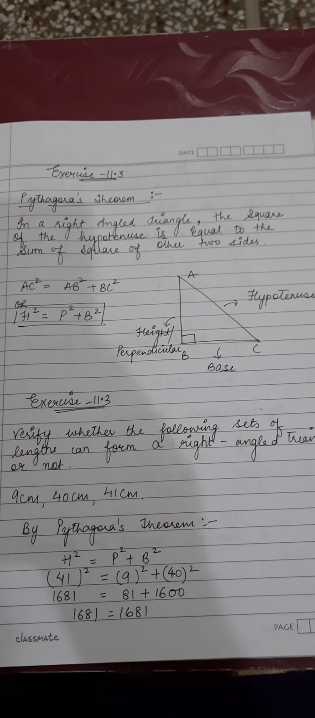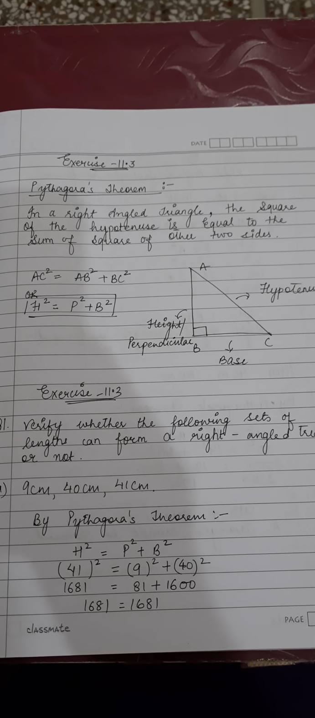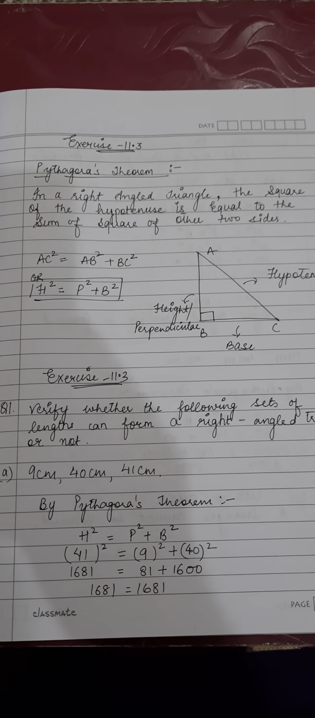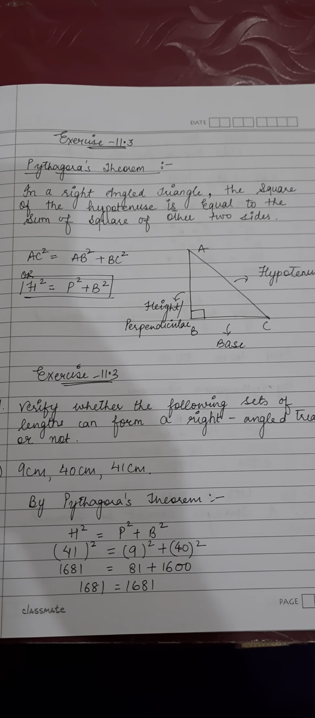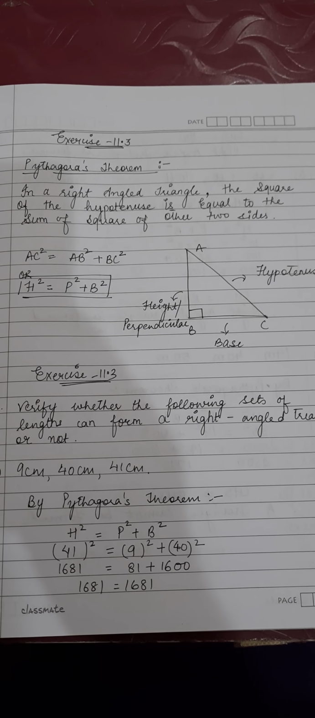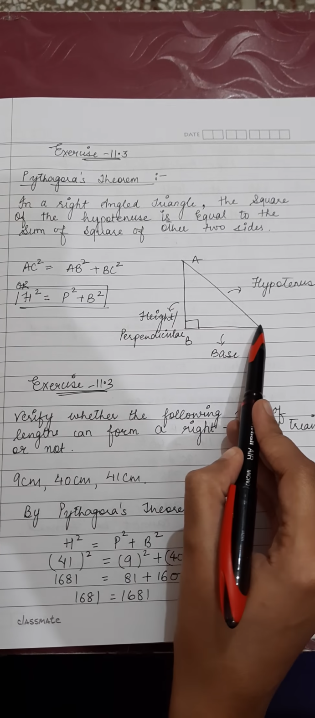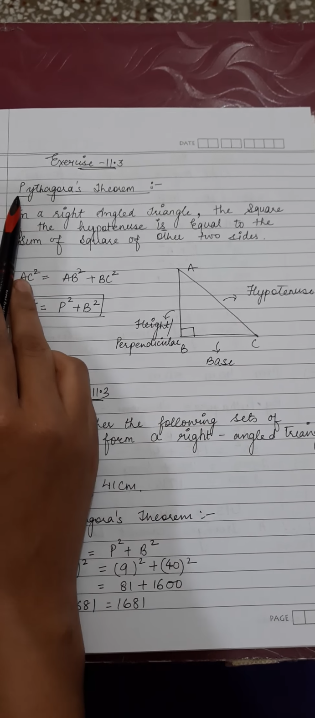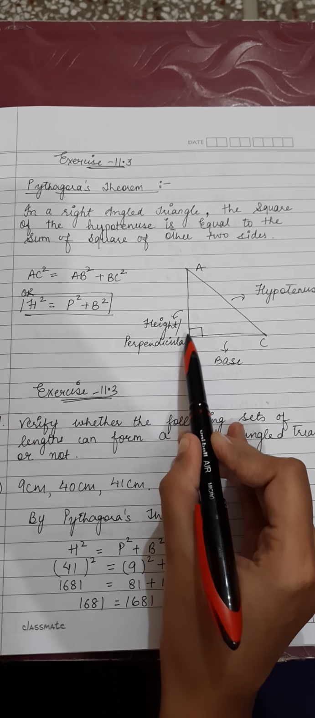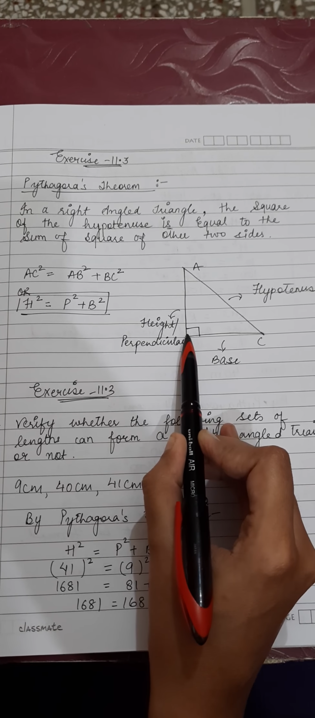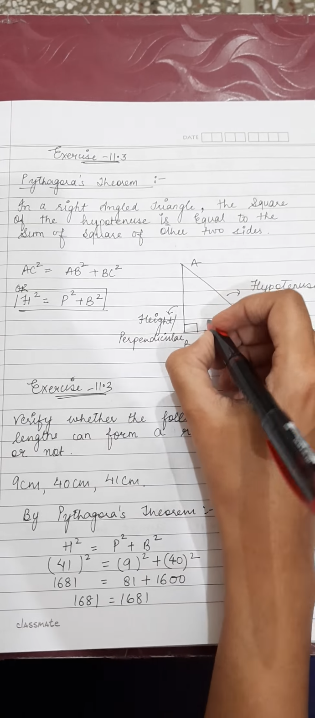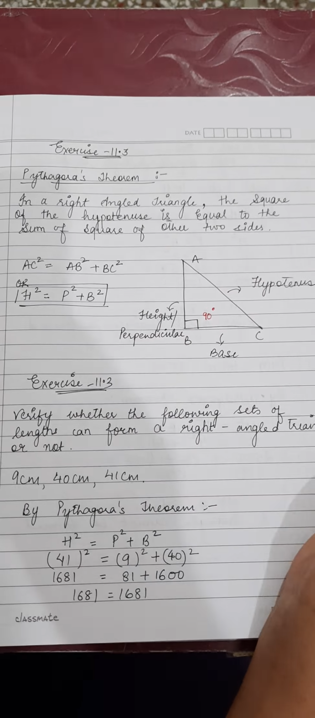Hello everyone. Today we'll be starting with exercise 11.3 in which we are going to study the Pythagoras theorem. Now this is a topic which is new for you. This Pythagoras theorem we apply on a right angle triangle. For this application it is very important that we have the right angle. No acute angle, no obtuse angle, only right angle. Right angle means one angle has to be 90 degrees.